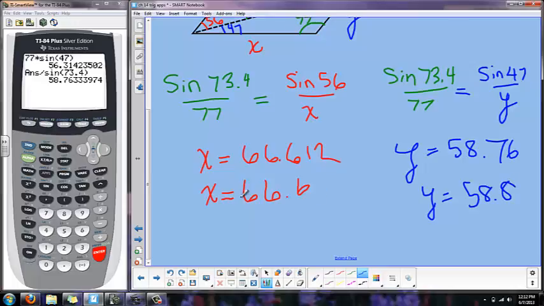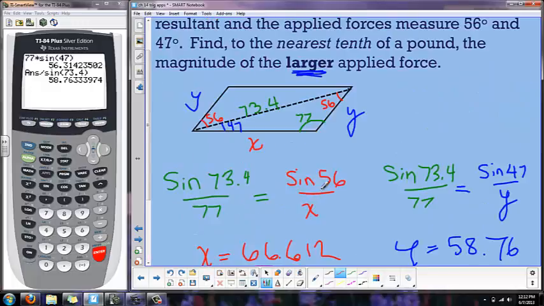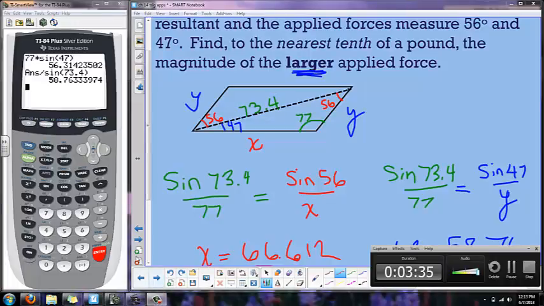So we were right. X was the biggest one, so this is going to be your final answer: 66.6, and I think that was in terms of pounds. Okay? Not too bad. Now that you know all of these little tricks about a parallelogram, it won't be too hard to solve these kinds of questions in the future.